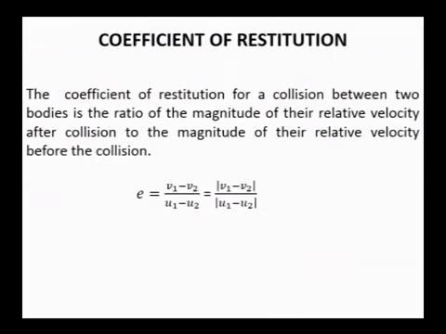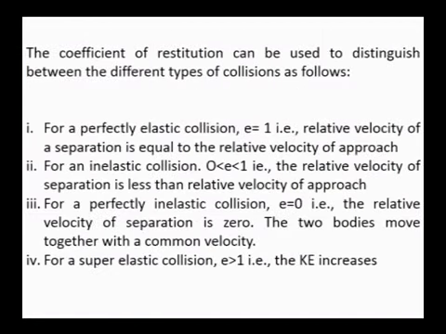So a coefficient of restitution for a collision between two bodies is the ratio of the magnitude of their relative velocity after collision to the magnitude of their relative velocity before the collision. So the coefficient of restitution e is equal to (V1 minus V2) divided by (U1 minus U2). So the coefficient of restitution can be used to distinguish between different types of collisions.